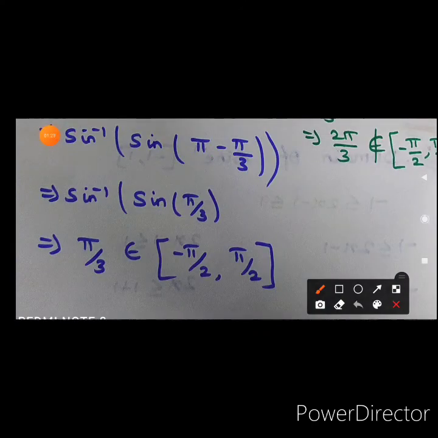So sine inverse and sine cancel, means theta is alone. So theta is pi by 3. Pi by 3 is nothing but 60 degree. 60 degree belonging to minus 90 degree comma 90 degree. So 60 degree is contained in minus pi by 2 to pi by 2. That's it.